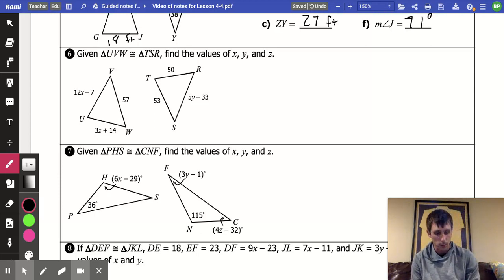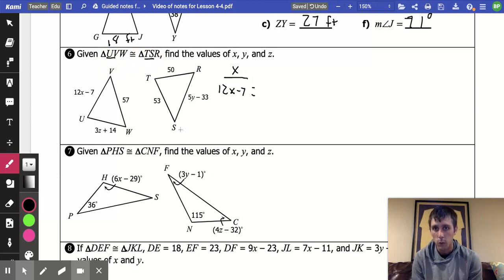All right, number 6. Given that these triangles are congruent, find the value of x, y, and z. All right, so let's first find x. 12x minus 7 equals what? 12x is UV. UV are the first two, so the first two in the other one is TS, which equals what? What is TS? TS is 53. So now let's solve. Add 7. 12x equals 60. Divide by 12. X equals 5.